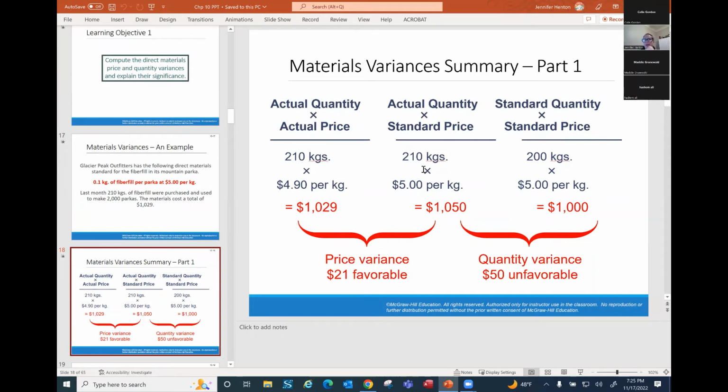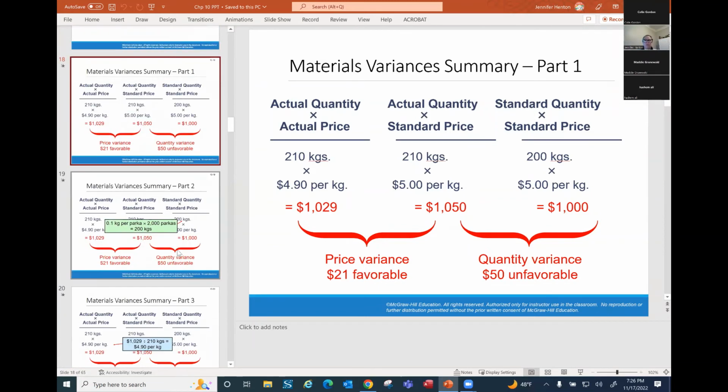All right. So my actual quantity was a little higher than the standard, which means it's going to be unfavorable, right? Because I had more quantity than what I had estimated it to be. So I do the calculation, multiplying it by the $5 standard rate, then I had 1050 versus 1,000. So what happened? My quantity variance is going to be $50 unfavorable. So overall, when I look at it, I'm a little bit unfavorable, right? Because I had $21 that was favorable and I had $50 that was unfavorable.